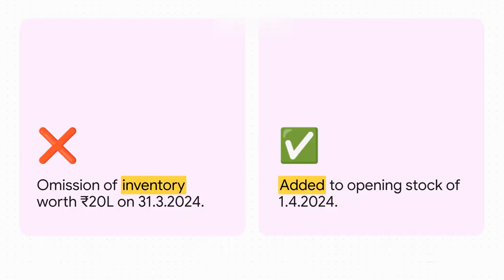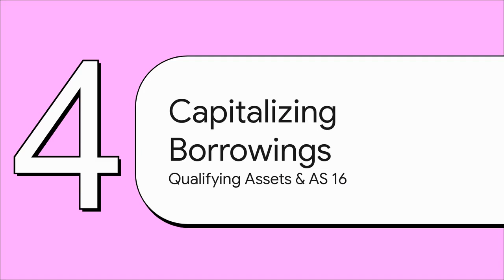Let's break down the fix. The error is that on March 31st, 2024, inventory worth 20 lakhs was just completely omitted. Missing pages? Poof, gone. Now, according to paragraph 19 of AS 5, these items are normally included in determining the net profit or loss for the current period. So, the solution is immediate and direct. You have to add that 20 lakhs straight back into the opening stock of April 1st, 2024. It's a totally clean, standard-backed fix. No overthinking required. Next up, Section 4, capitalizing borrowing costs, dealing with qualifying assets and multiple borrowings.